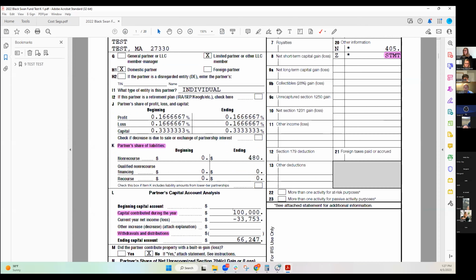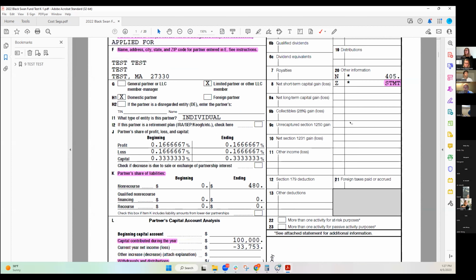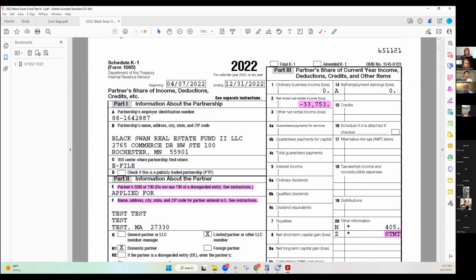Okay, so we've got contributions, we've got distributions, which none were applicable this year. And then current year net income loss is going to pull directly from the right side of your K-1. So current year net income loss is what is taxable or non-taxable to you in the current year. So you'll notice this 33,753 is the same amount that is up here in box 2. So that's just your income or loss that you were allocated throughout the year that's going to drive your capital account up or down. Then you can leave your screen up here because that goes right into our next question.